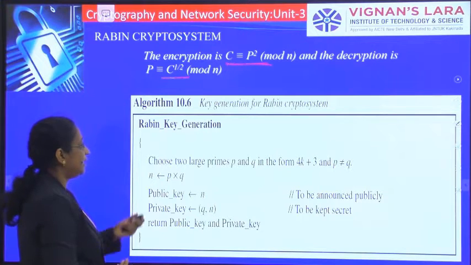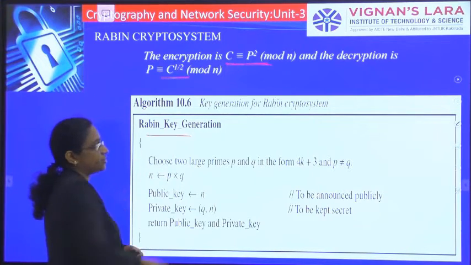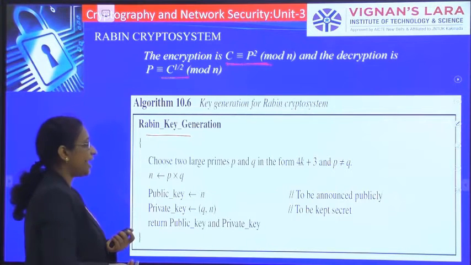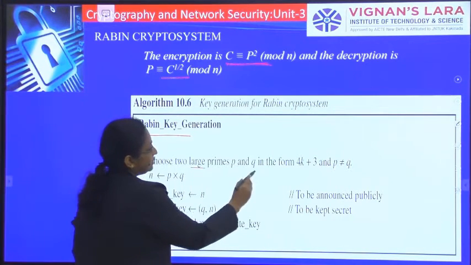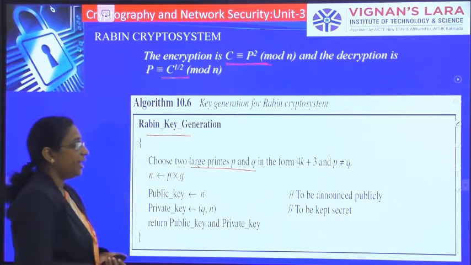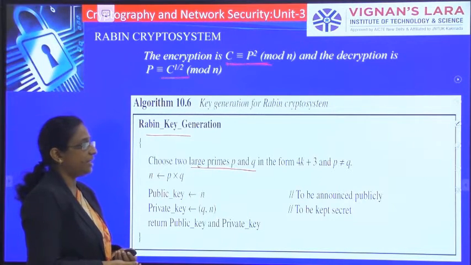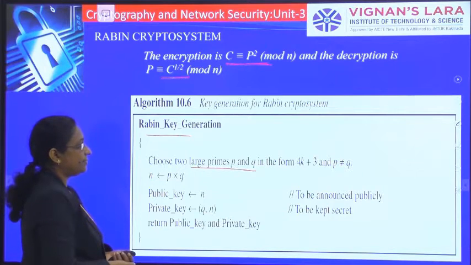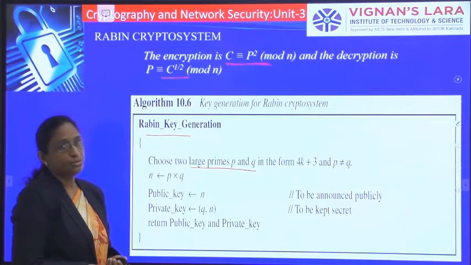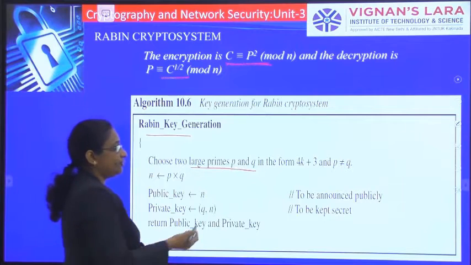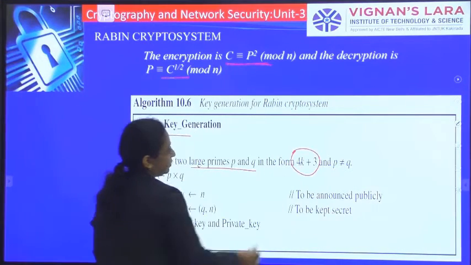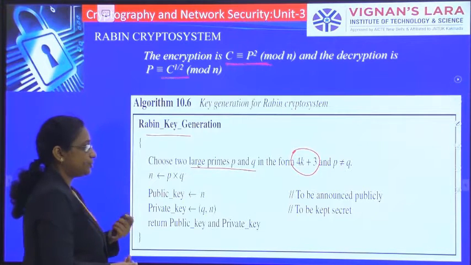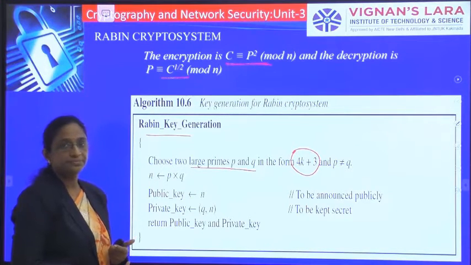Coming to the key generation. For generating the keys, we have to choose two large prime numbers P and Q of the form 4k plus 3, and P not equal to Q. Whatever prime numbers you select, both should be of the form 4k plus 3, they should not be equal, and they should be large.